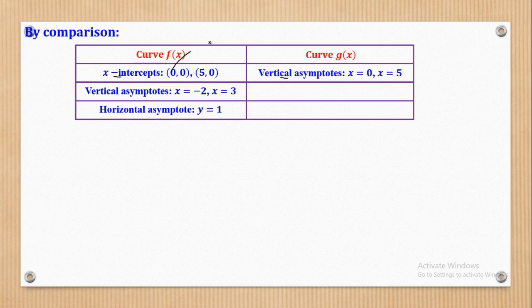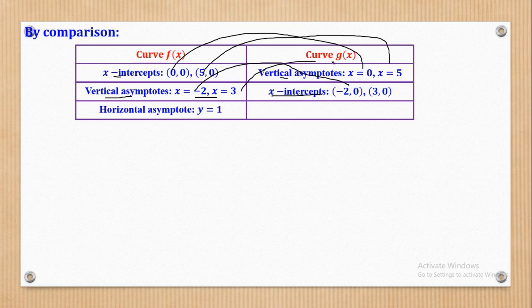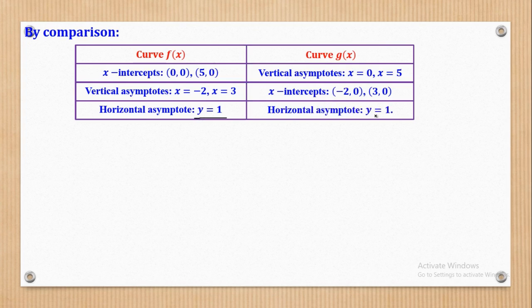So here we have 0, x equal to 0. Here we have 5, x equal to 5. Then here we have vertical asymptotes. These ones, therefore, will become the x-intercepts. So here we have negative 2, which is there, 3, which is there. Then here we have the horizontal asymptote, the reciprocal also remains 1. That's why we have horizontal asymptote 1 here.